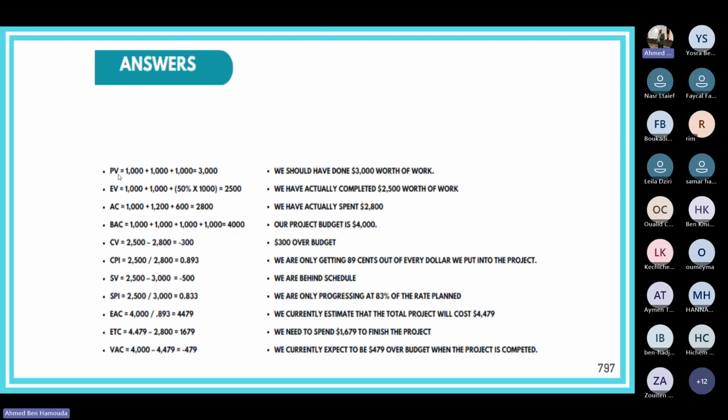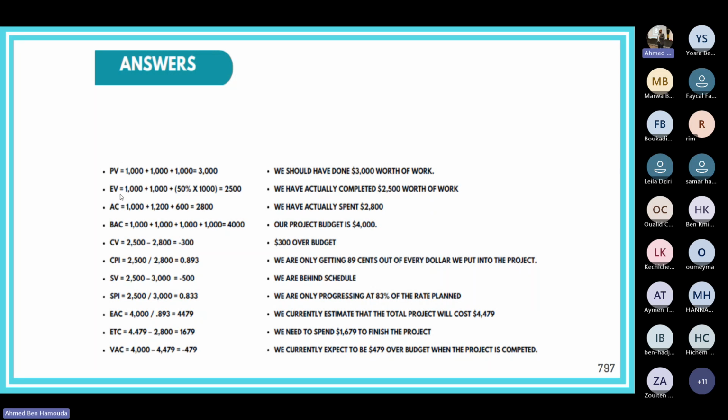Now, the planned value is calculating right now where we stand, the value of work that should have been completed. So by the end of day 3, we should have completed 3 sides. Each side is projected to cost 1,000. So that's 1,000 times 3.